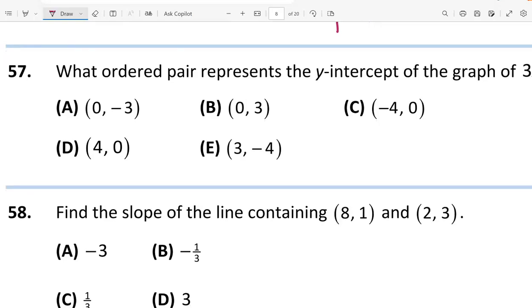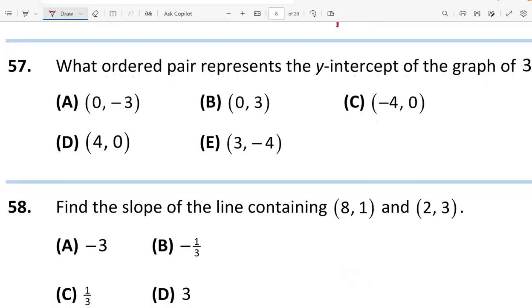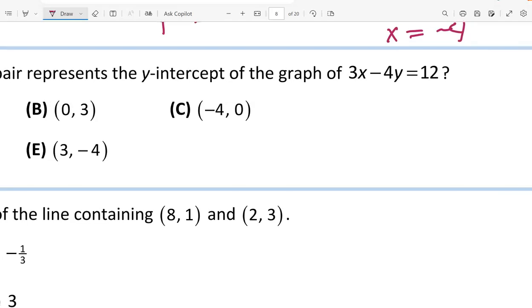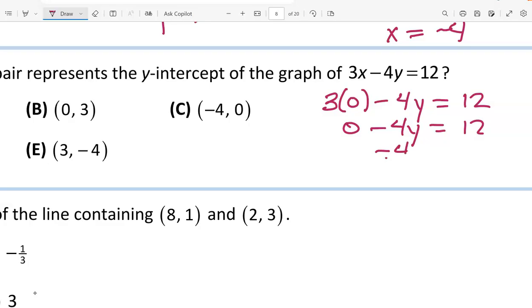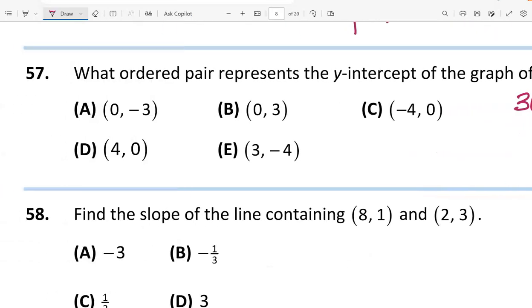Similarly, in 57, we are looking for the ordered pair that represents the y-intercept. The y-intercept has an x value of 0. So replace the x with 0 in this equation and solve for y. So 0 minus 4y is equal to 12, or negative 4y is equal to 12, and dividing by negative 4, that gives us y is equal to negative 3. So the y-intercept is the point 0 comma negative 3.